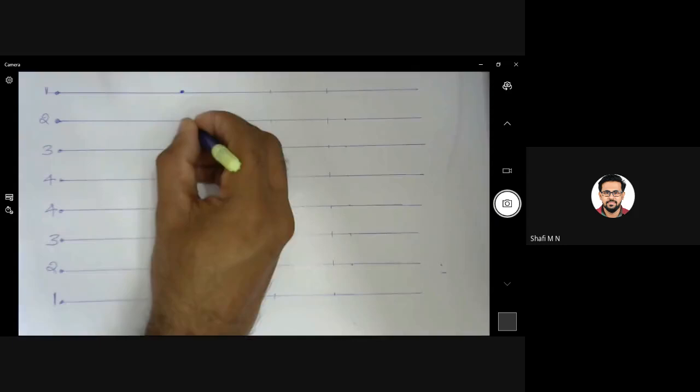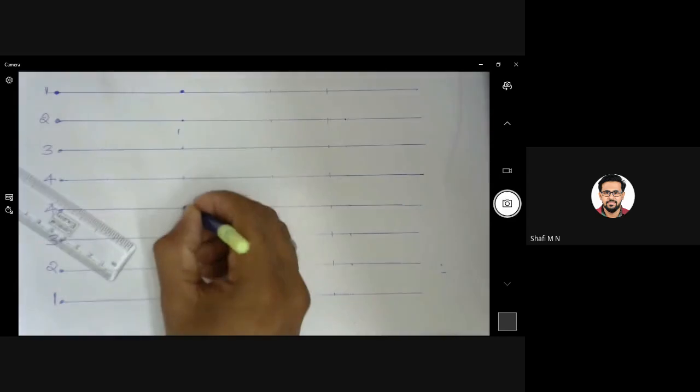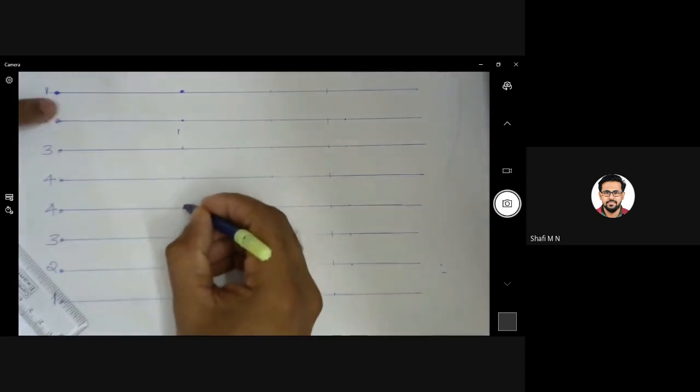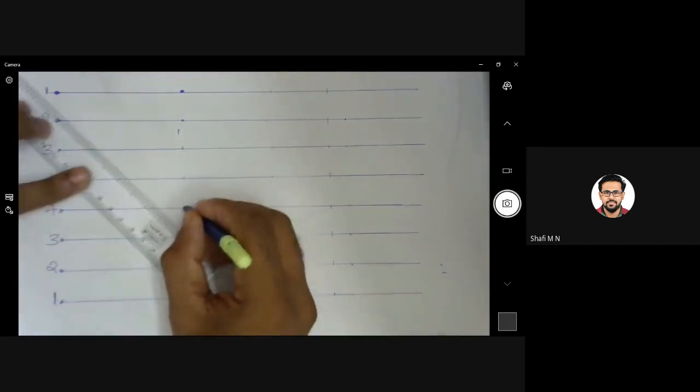So we'll see the first butterfly. In the first stage, the butterfly should start with a separation of 4 units. Separation is 4, so let me start drawing the butterfly. Let me start from this point. After 4 units it has to end. So 1, 2, 3, 4. It should end here. So this is my first butterfly.